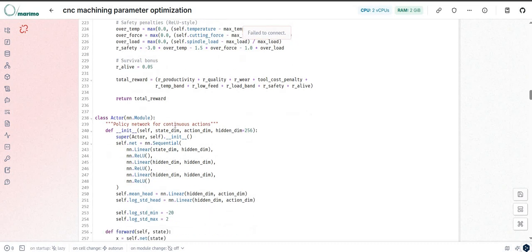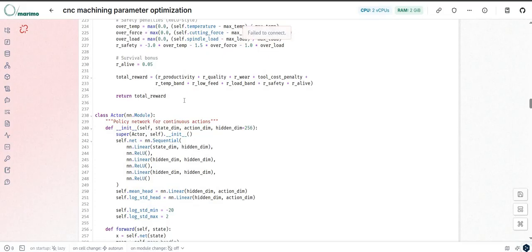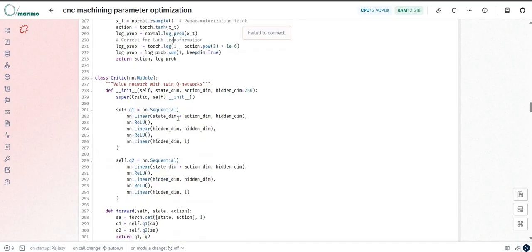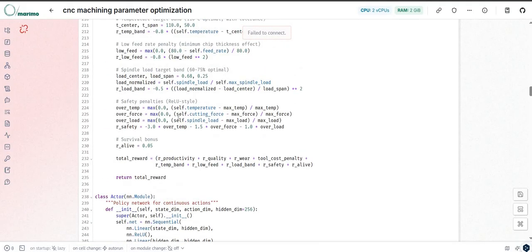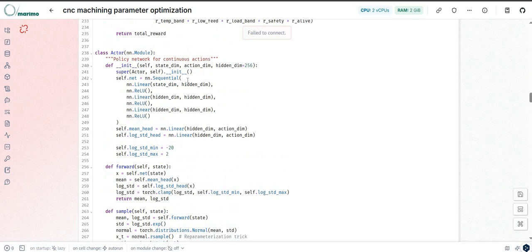Let's look at this class Actor, and let's see what's happening. Why doesn't it work? Sorry. Okay, let's stop here. I think that is because of this failed to connect.